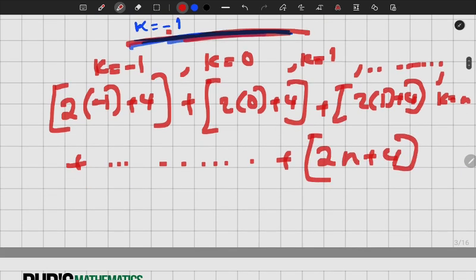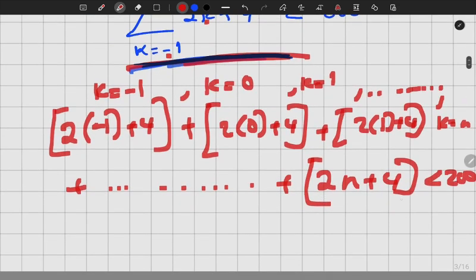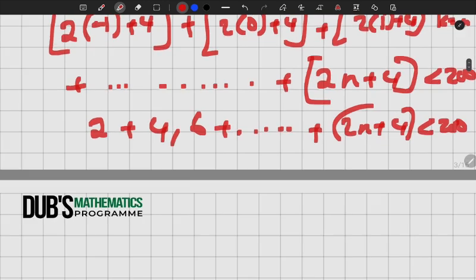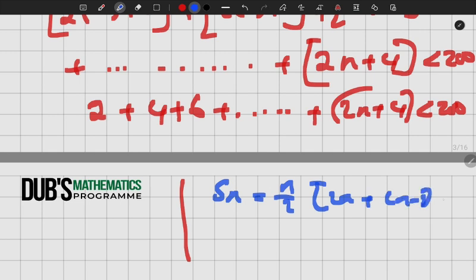And then once you do this, you know that this is less than 200. So the left hand side is just going to be 2 plus 4 plus 6 all the way to 2n plus 4. This is less than 200. And then you know that the left hand side is going to end up being simplified using the series formula. If you check here, this is going to be an arithmetic series, meaning that we're using Sn is equal to n over 2 times 2a plus n minus 1 times d.